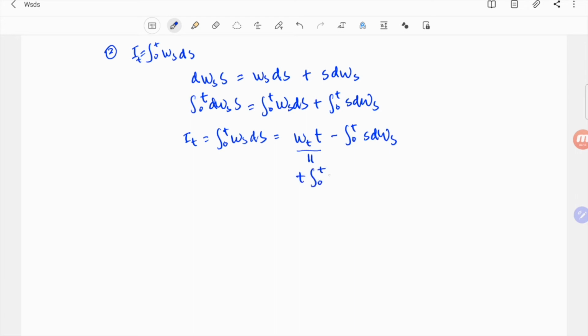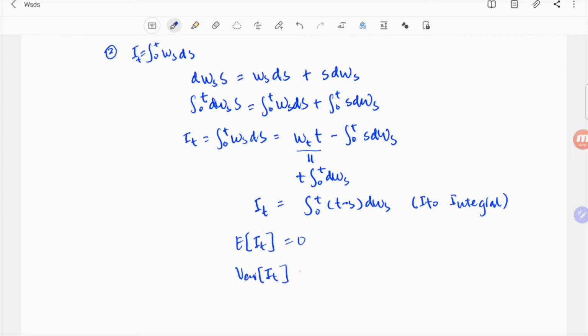Note Wt times t can also be written as t times the integral of dWs. So the integral is equivalent to the integral of (t minus s) times dWs. Now this hopefully looks more familiar to you as it's an Ito integral, and we can apply Ito isometry to solve it. The rest, I'll leave as an exercise.